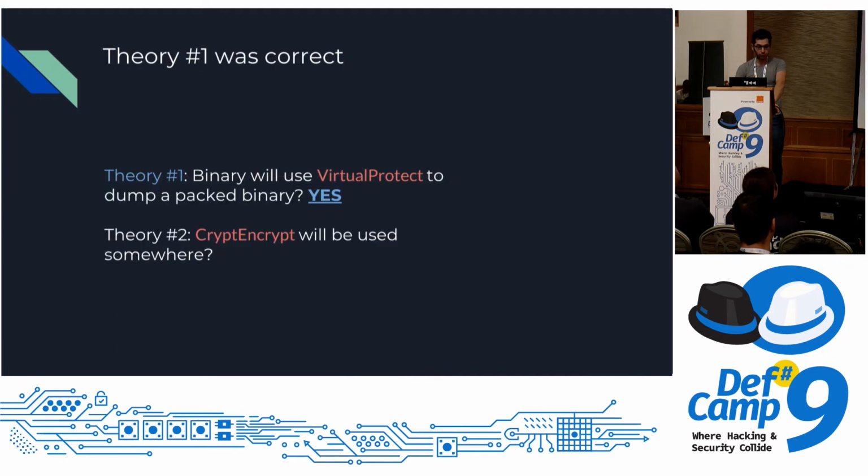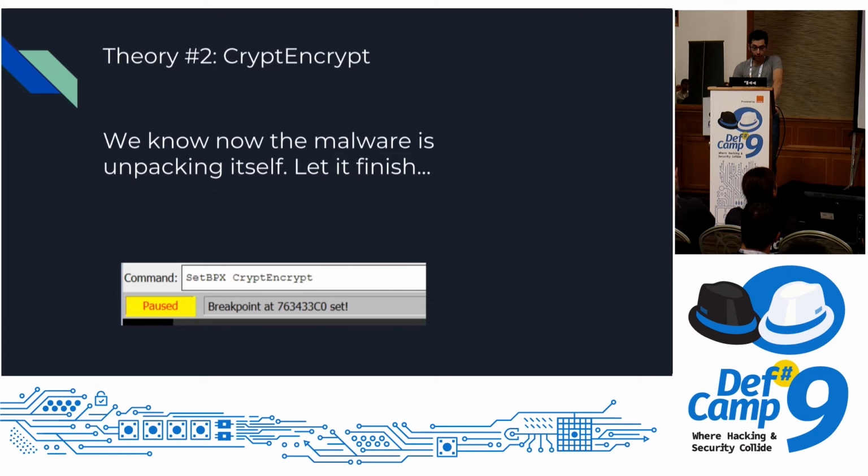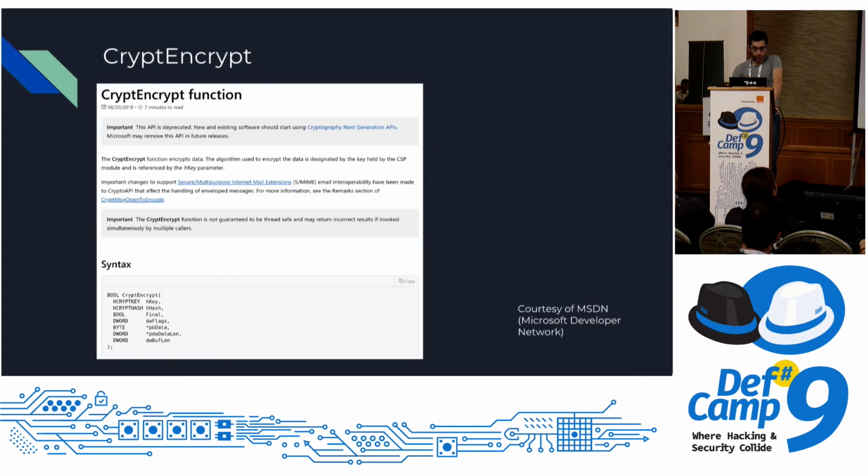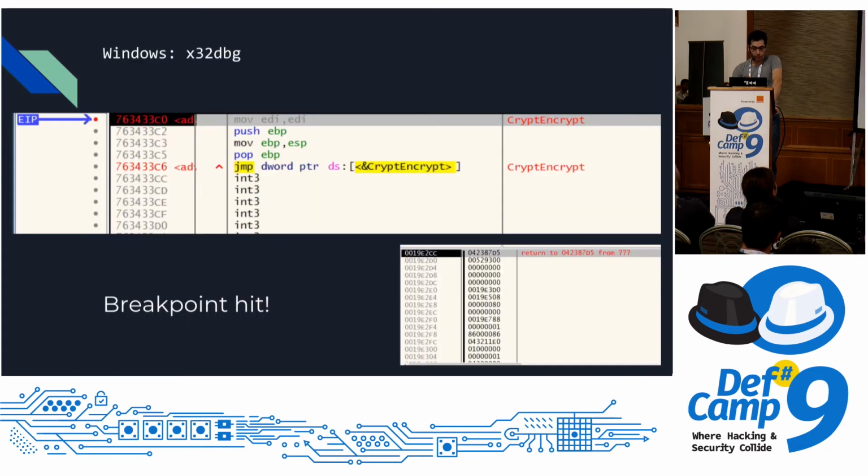Theory number 1 was correct. We know how it's working right now. We know that the debugger is actually present, and we know that VirtualProtect is present, and it is mapping a section of memory with execute, read, write. We can go on. We may be able to actually get the decryption keys, which might be helpful for anybody who fell for this. So we attach another breakpoint, set on CryptEncrypt, and it hits again.